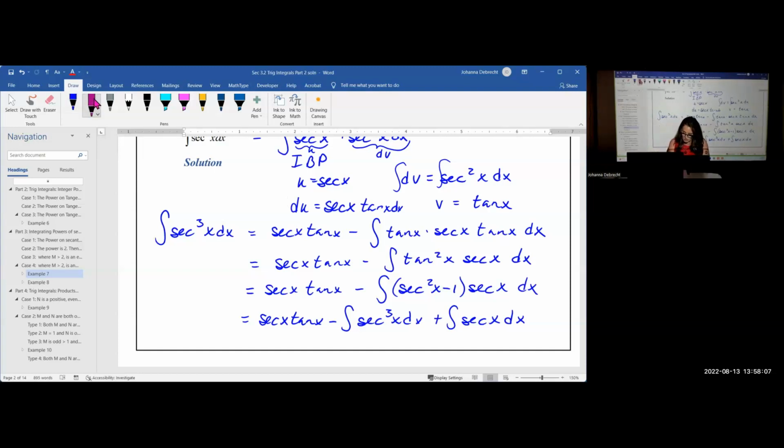So you may be asking yourself, am I allowed to do that? And the answer is yes, you are allowed to do that. They're like integrals. They are like terms. So this is going to add over here. And as you might expect, when you add the integral of secant cubed of x dx to itself, you get two of those integrals.